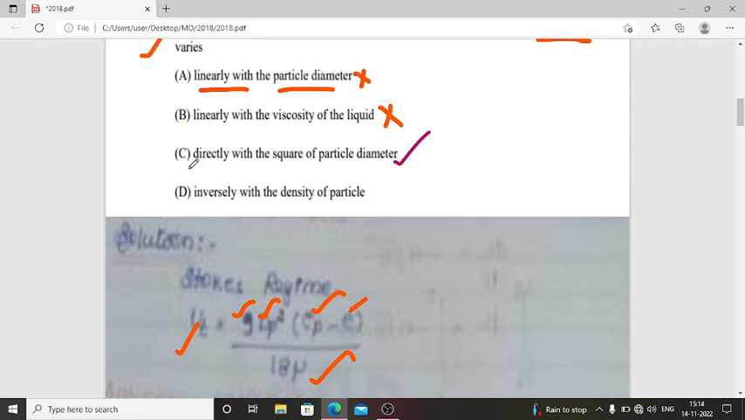So third option is the correct option. So check this equation. Here ut or settling velocity is directly proportional to the square of particle diameter, that is dp square. This is the correct option. What about the last one? Last one is inversely with the density of the particle. No. So from this equation, settling velocity is directly proportional to the density of the particle. So that's why this is also a wrong option. So here option C is the correct option or answer for this question. Okay.